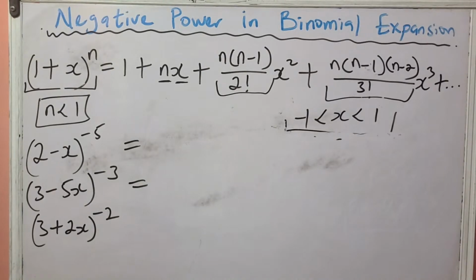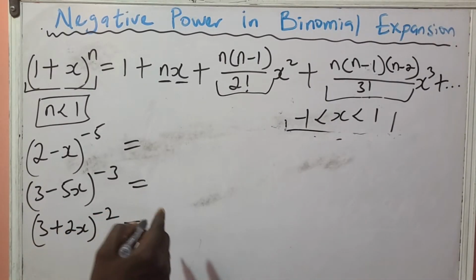Then you'll be solving yours any moment from now. So look at what we have: 3 plus 2x raised to the power of minus 2. Again, I told you the very first step is that you bring out the first value, because it is the first value you want to conform to 1. So go on and you have 3 into brackets.